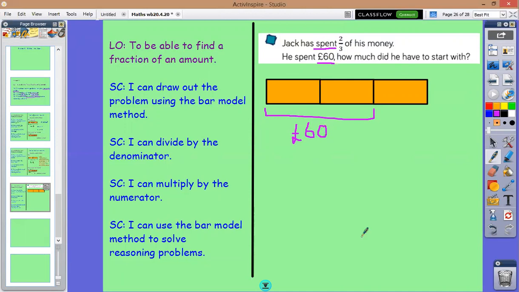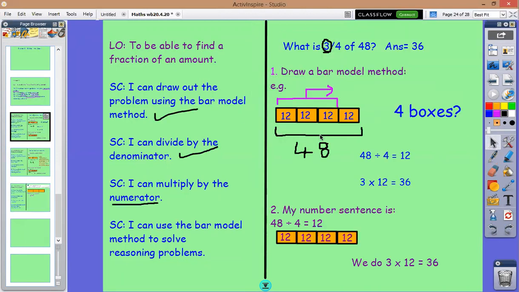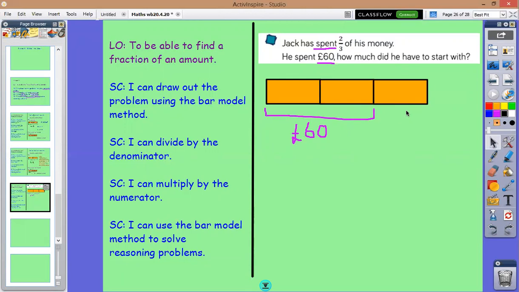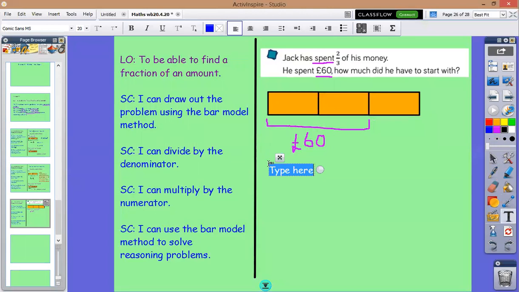Okay, it's a very different question to what we had before. But just to show you what we did before, we had it very simple that the 48 was representing all 4 boxes, and so to find out what each box represented, we divided it by 4 because 48 equaled all 4 of the boxes. In this question, the 60 equals 2 boxes. So what is my number sentence going to be to find out what one box is going to represent?